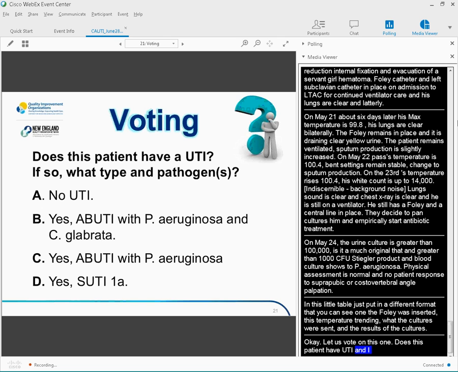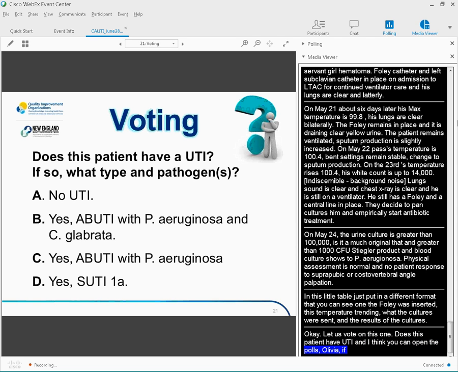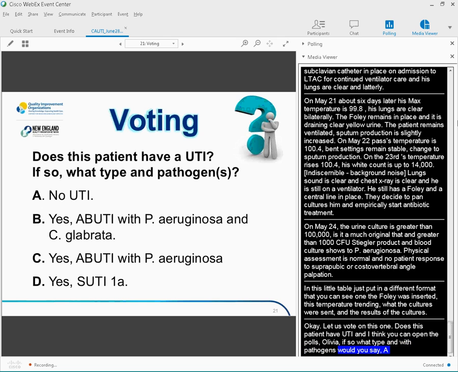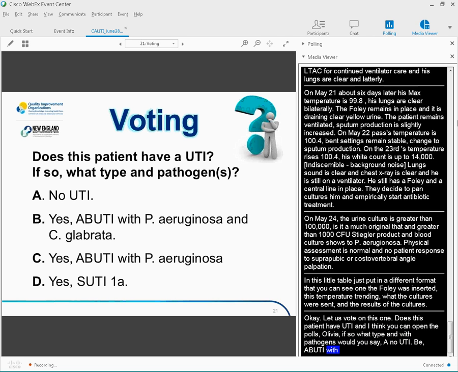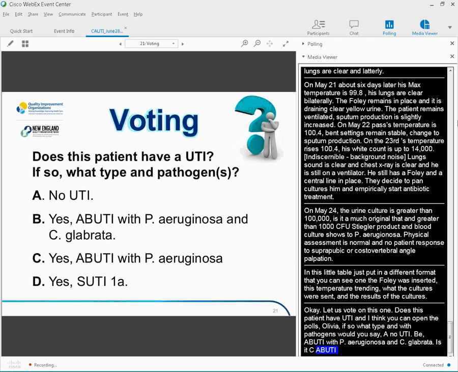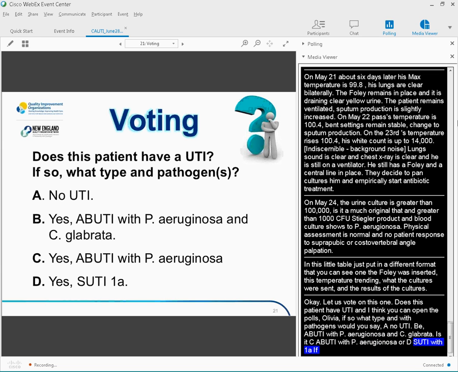Is it A, no UTI? B, yes, it's an ABUTI with Pseudomonas aeruginosa and Candida glabrata. Is it C, it's an ABUTI with Pseudomonas aeruginosa? Or is it D, it's a SUTI 1A? So if you can choose one of those, A, B, C, or D, and press submit, we'll get a sense of what everyone's thinking.